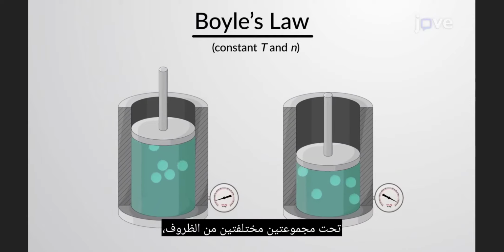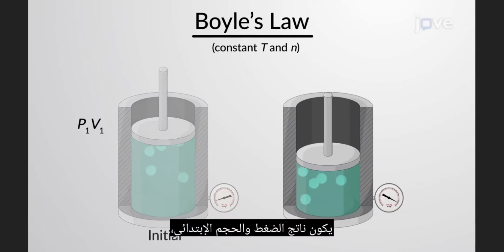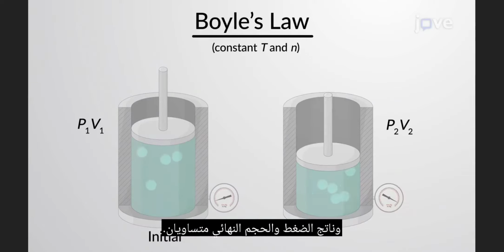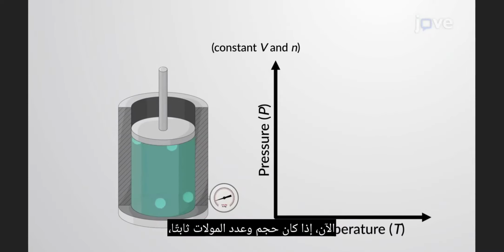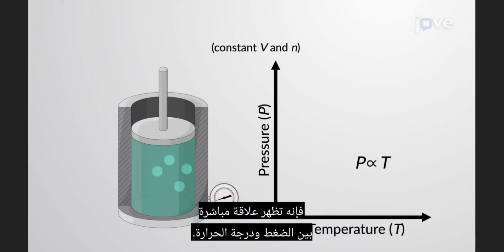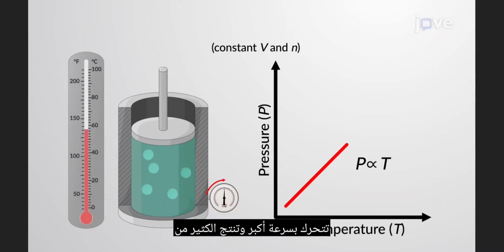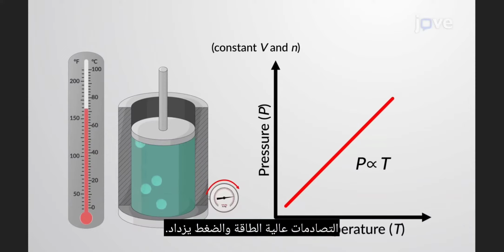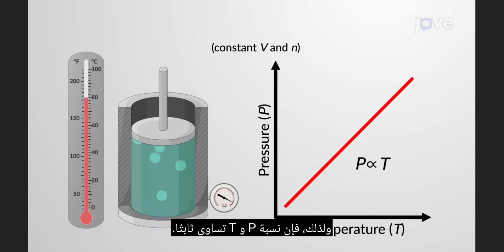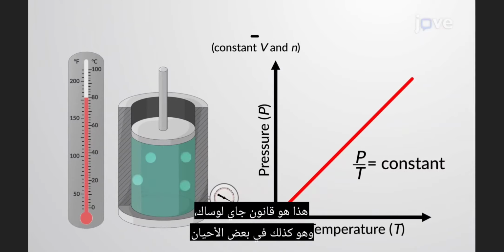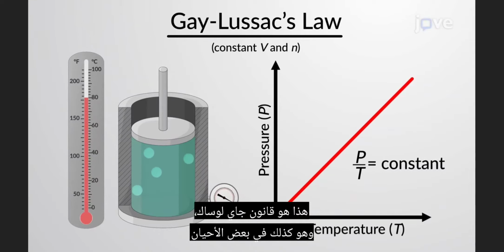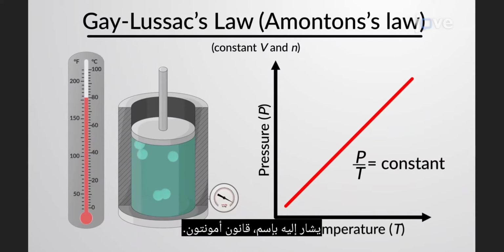Under two different sets of conditions, the product of initial pressure and volume and the product of final pressure and volume are equal. Now, if the volume and number of moles are held constant, pressure and temperature display a direct relationship. As the temperature rises, the particles move with greater speed and have more frequent high-energy collisions, and the pressure increases. The ratio of P and T, therefore, equals a constant. This is the Gay-Lussac's law, which is sometimes referred to as Amundsen's law.